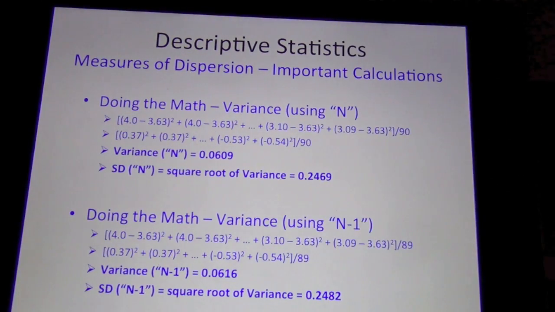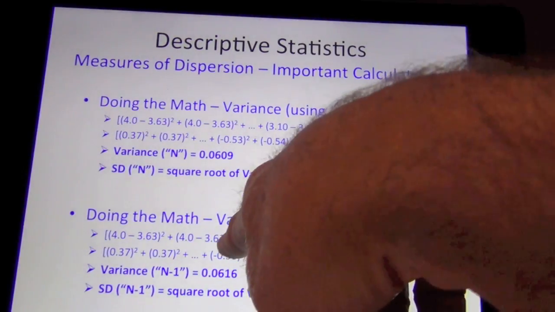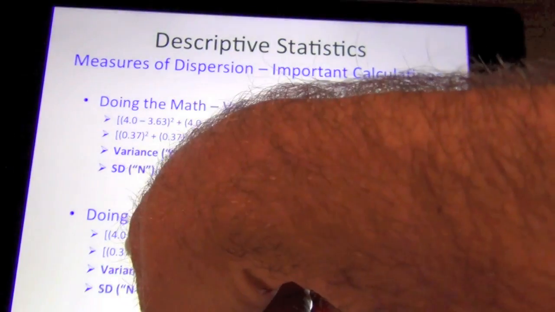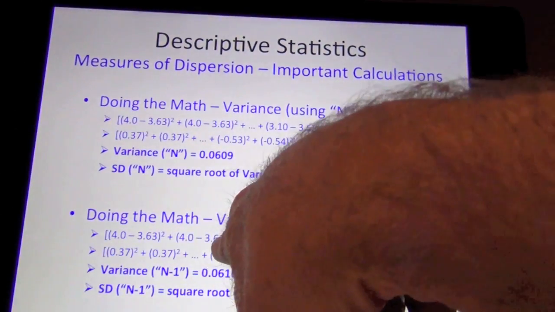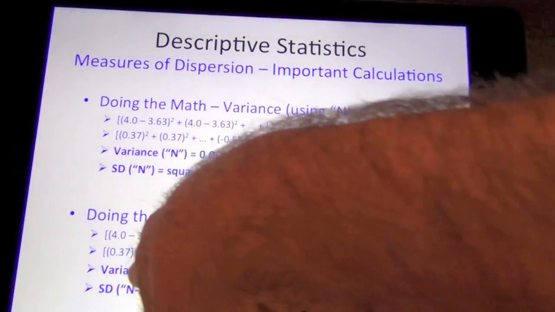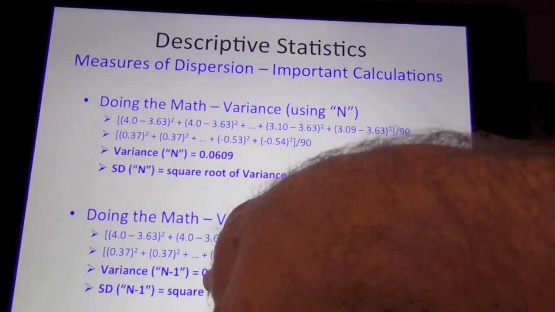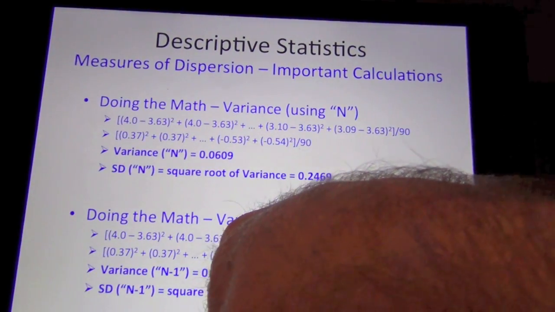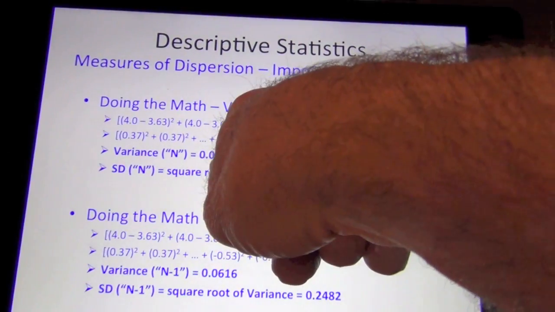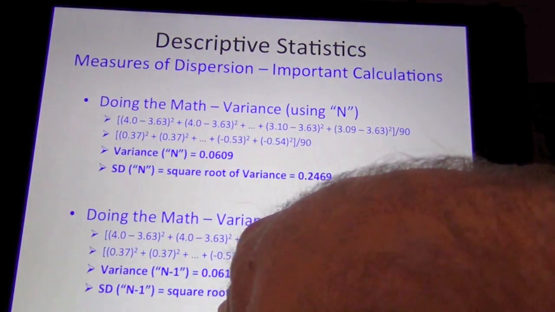If, on the other hand, those are a sample, we're more interested in P1 students in general, not just those 90 students. You go through basically the same math. You do the sum of the squared deviations from the mean divided by n minus 1. So all this part is the same, divided by n minus 1. So the variance is slightly bigger, 0.0616 versus 0.0609.